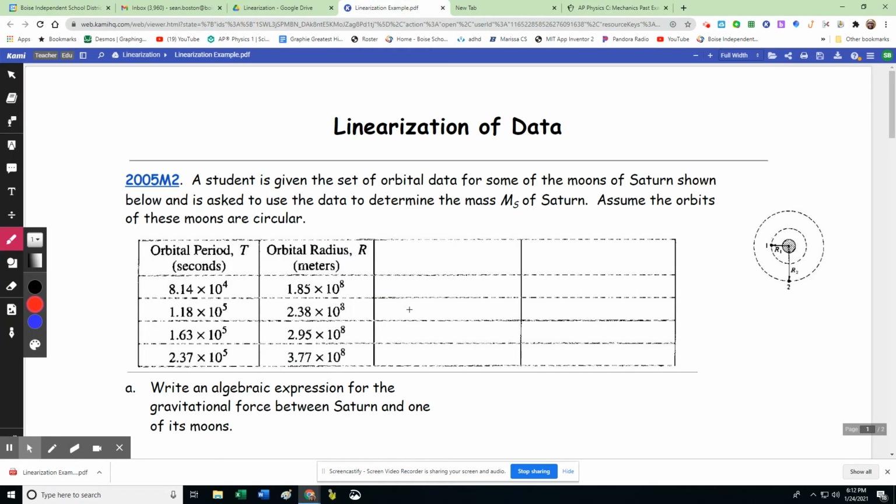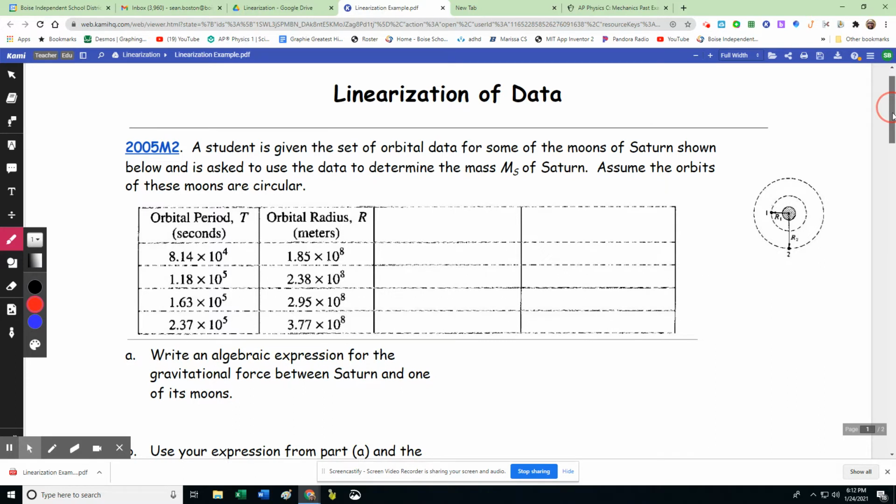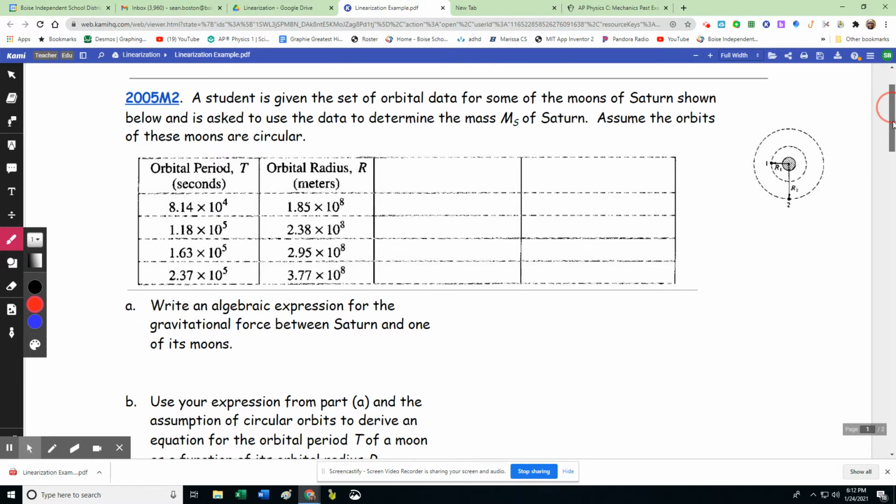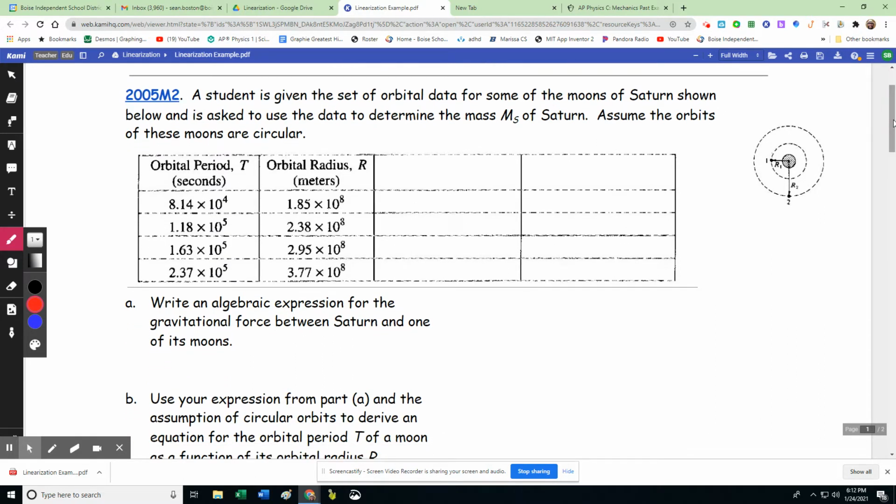All right, so we're going to tackle 2005 mechanics question number 2 here. A student is given a set of orbital data for some of the moons of Saturn, as shown below, and is asked to use the data to determine the mass of Saturn. Assume the orbits of these moons are circular.